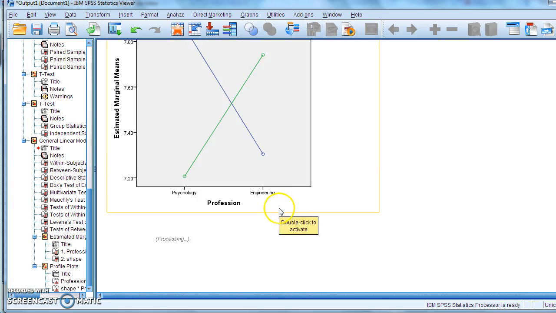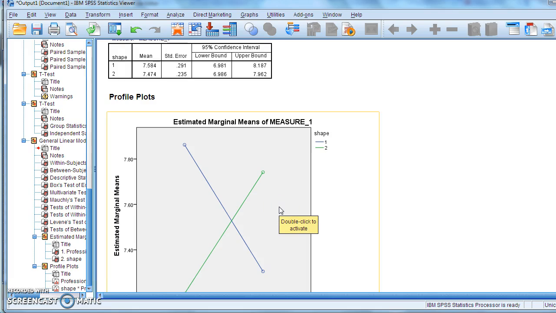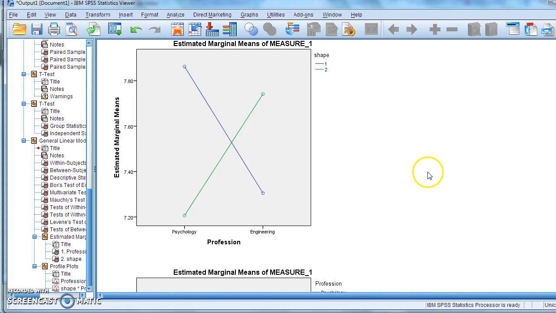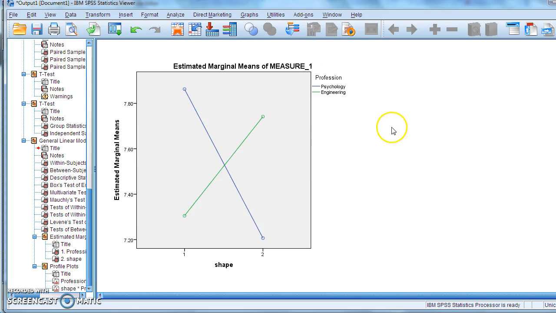So let's zip quickly down, and I suggest you always do this, zip quickly down to the plots. Let's try and work out what's going on. Which one of these works best? Well, for me, there's one here which has the shapes as the lines, and the professions as the kind of marks across the bottom here. I can't really get my head into that because it's difficult to describe. For some reason this one makes sense to me more. So in this case we've got the lines actually represent professions, and the shapes actually represent lines across the bottom. Remember, rectangle is 1, oval is 2.